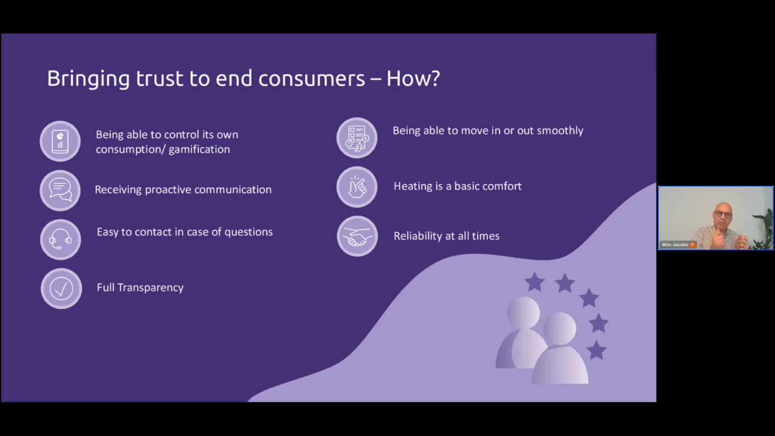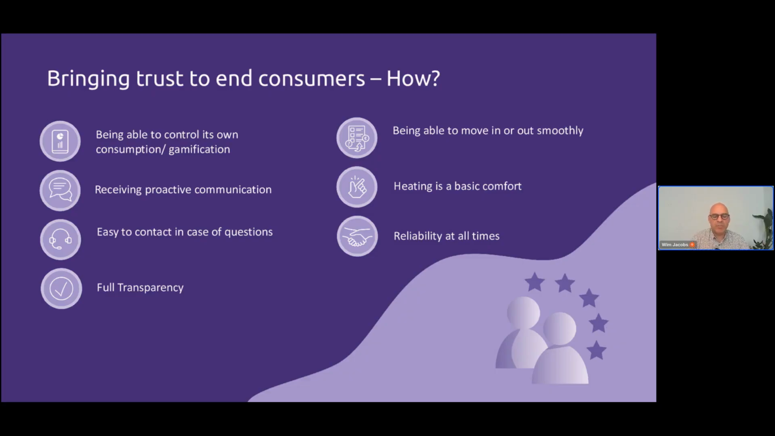But how can we maybe also give more control to the end consumers? How can we help them with controlling their consumption? How can we help them maybe with some proactive communication or gamification? And what are the kinds of communications that we are expecting? Of course, there can always be something wrong. That means that you need to be easy to contact in case of any questions.